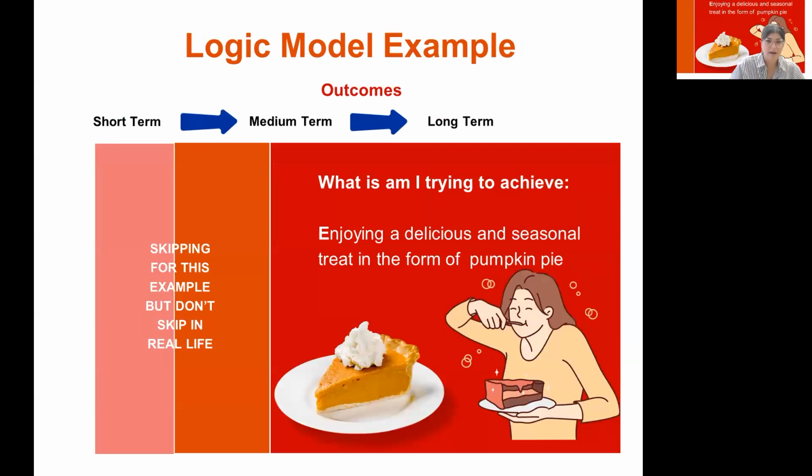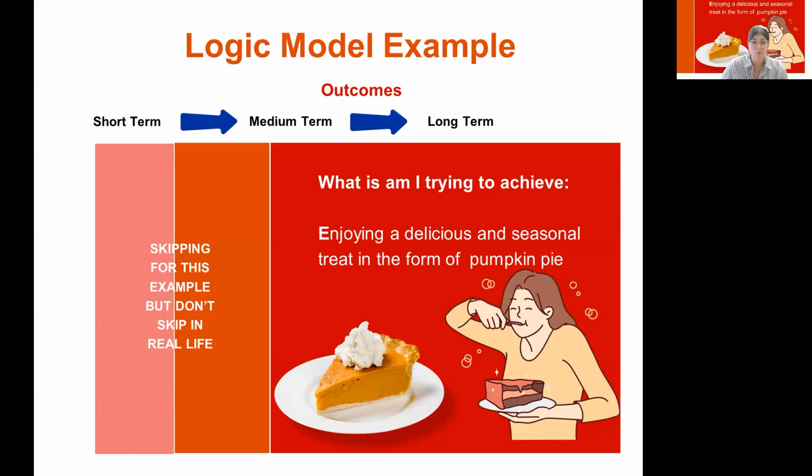All right, so I'm blocking out my pie eating. So really quick example here, not public health, all about pie eating, the most important thing to think about in the fall season. So if I think about the long-term outcome I am after as enjoying a delicious and seasonal treat in the form of pumpkin pie. Now, I know some of you will probably say something along the lines of, but pumpkin, ew, you're wrong. I'm sorry. Pumpkin pie is delicious. All right. So keep in mind, we're trying to go for eating pumpkin pie.